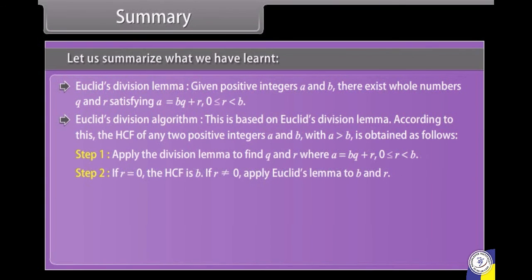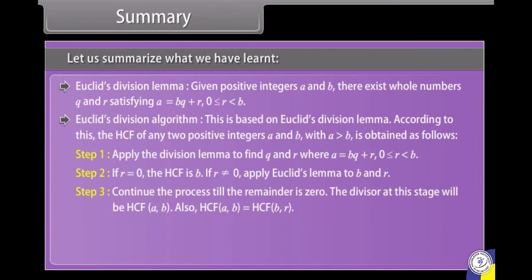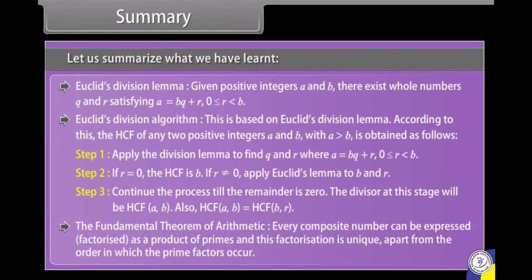2. If r is equal to 0, the HCF is b. If r is not equal to 0, apply Euclid's lemma to b and r. 3. Continue the process till the remainder is 0. The divisor at this stage will be HCF(a, b). Also, HCF(a, b) is equal to HCF(b, r). The fundamental theorem of arithmetic. Every composite number can be expressed (factorized) as a product of primes, and this factorization is unique, apart from the order in which the prime factors occur.